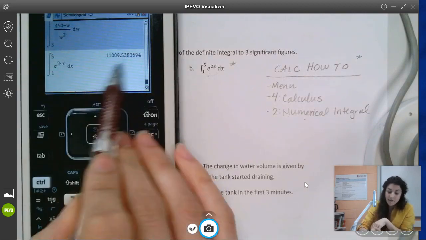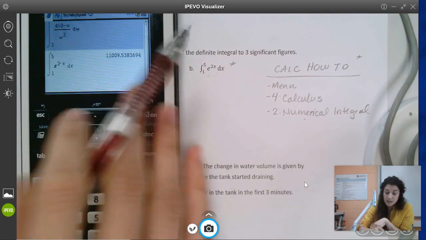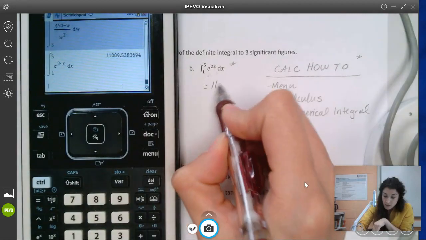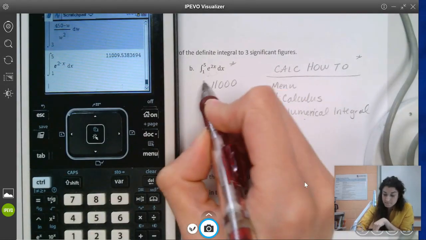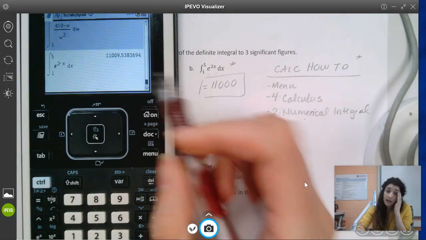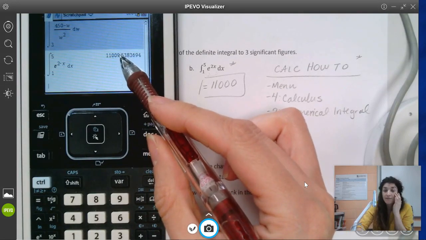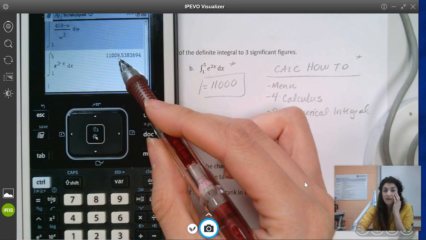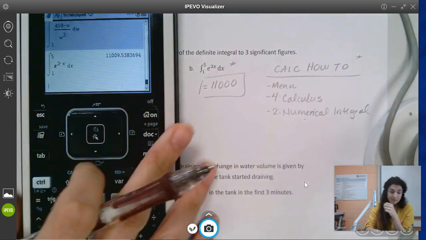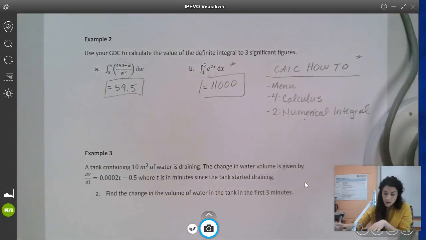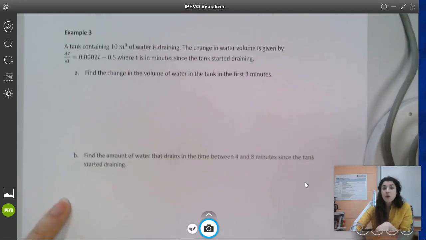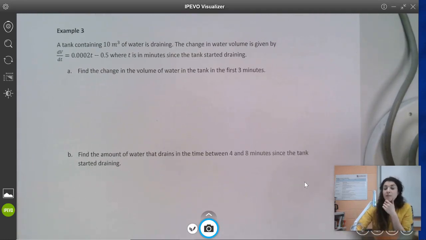We get this value. If we were going to 3 sig figs, that would just be 11,000. Because remember that those zeros count as significant figures if we include the 9. That would be 5 significant figures if we did that. Okay. Example 3, the word problems, where it starts to get more IB level.